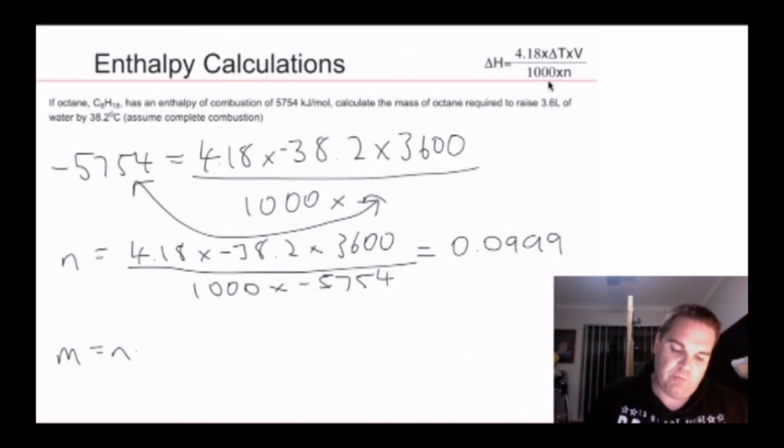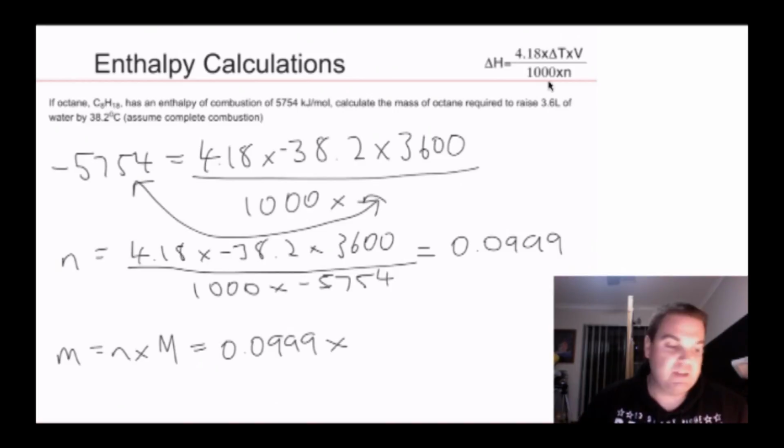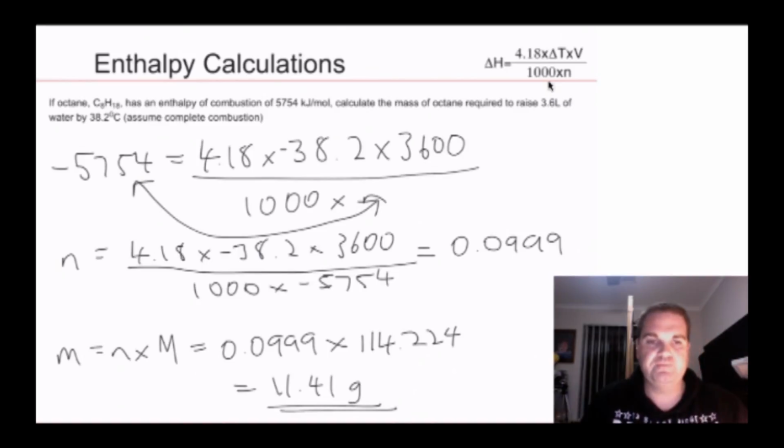Okay, so that's calculating number of moles by rearranging your equation. Mass equals number of moles times molar mass. So it's 0.0999 multiplied by your molar mass, which in this case is 114.224. And that will give you a mass of 11.41 grams of octane that was burnt.